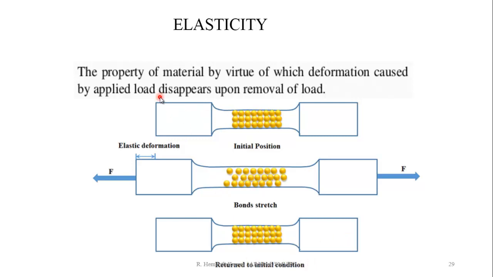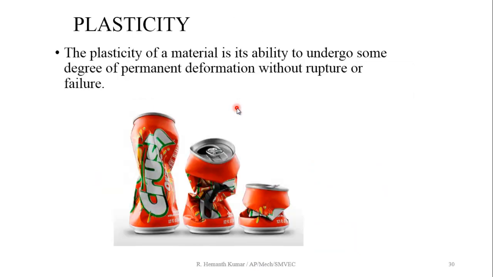From this slide you can understand what is elasticity. It will undergo some changes, but still it will come back to its original position and the dimension will not be changed. So it is a property of material by virtue of which deformation caused by applied load disappears upon removal of load. That is simply no deformation will be there after removal of load. During applying load only it will undergo some deformation, that is dimensional change. After the removal of load, the dimension will come back to its initial value.